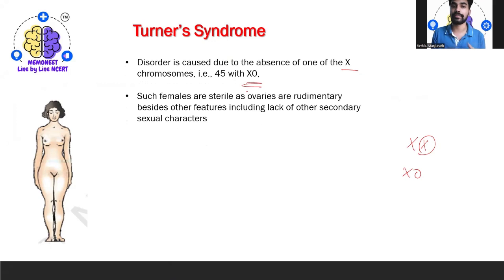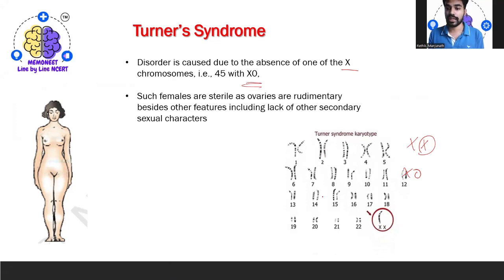As a result, such females will obviously be sterile. They will be unable to reproduce. Their ovaries are rudimentary, besides other features, including lack of secondary sexual characters like female development and menstrual cycle. Everything is retarded. You cannot see such development in the female.